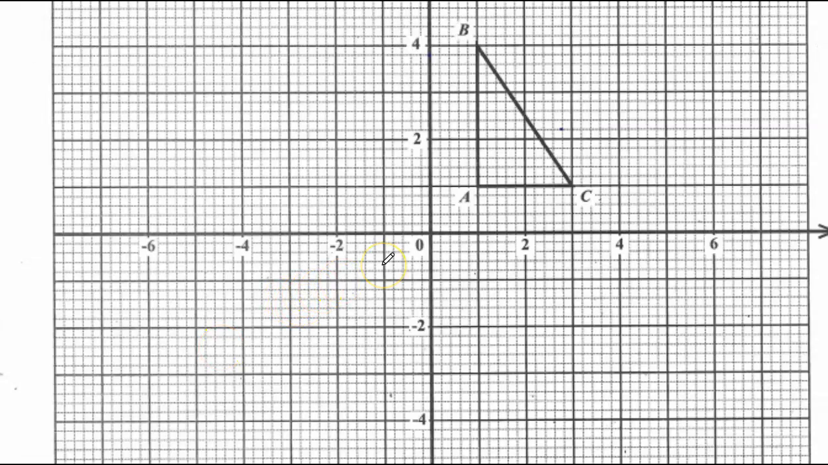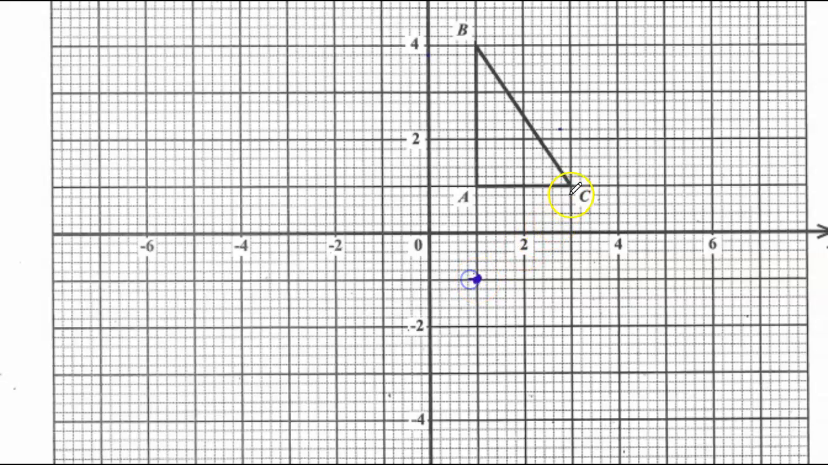Let's reflect ABC in the x-axis first. So here's the x-axis. The x-axis will behave as a mirror line. Notice we have A, and how far is A from the mirror line? The x-axis is 1 unit away. So the image will be here, 1 unit on the other side. C, same, 1 unit away on the other side. And how far is B away? It is 4, so it will be negative 4 down here. So we'll reflect this. This is the first reflection in the x-axis.